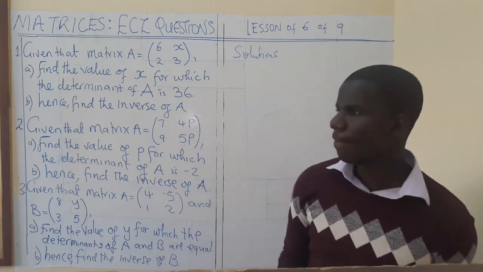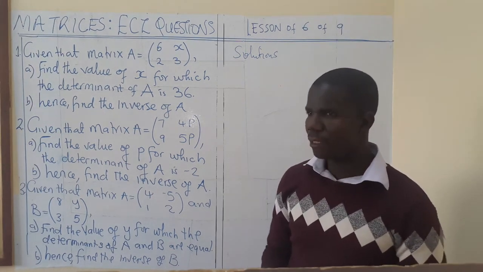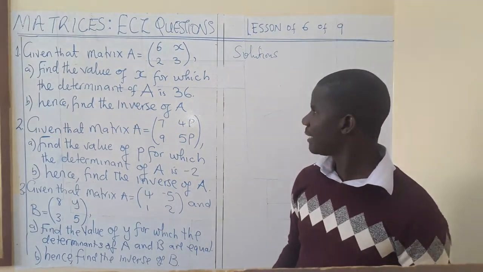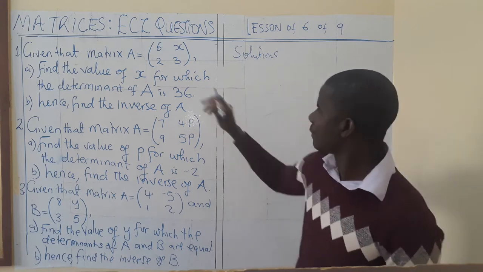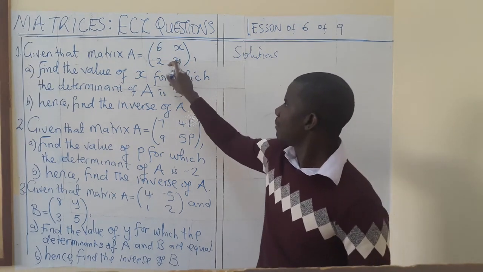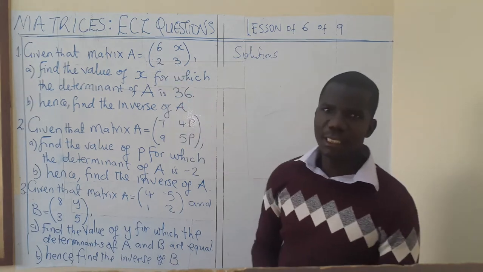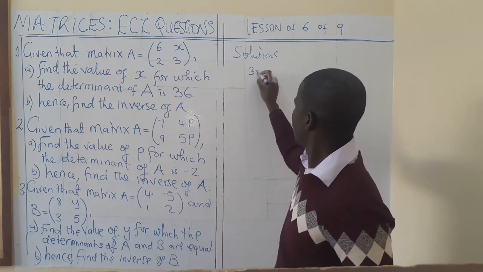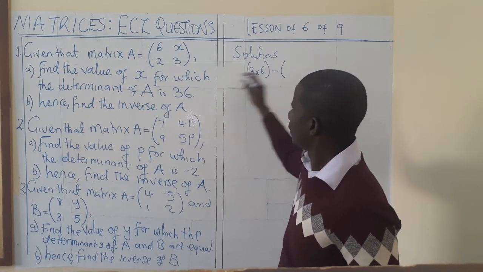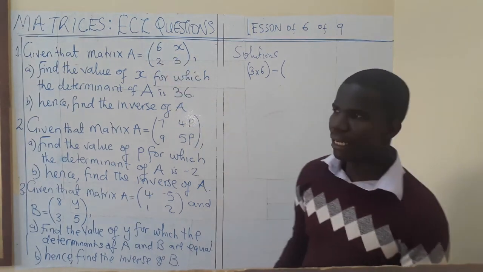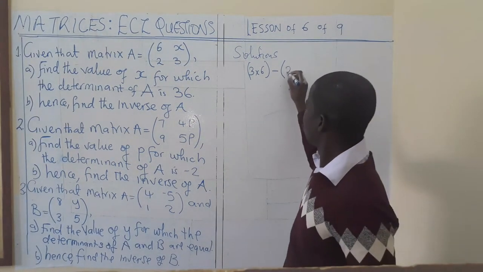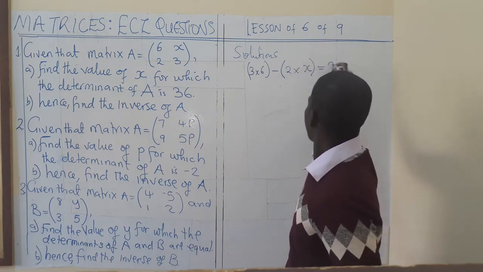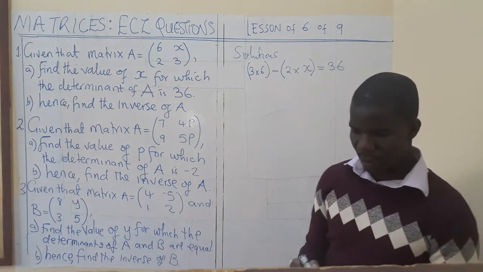Let's find the solutions. The first thing that we're supposed to do is to carry out the process of finding the determinant. How do we find the determinant? You know that to find the determinant, we find the product of the elements in the major diagonal, you multiply 3 by 6, minus the product of the elements in the minor diagonal, which is 2 multiplied by x. This must give us 36. Are we together? That's the process.